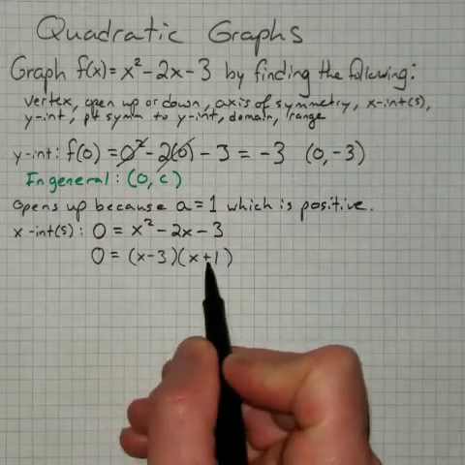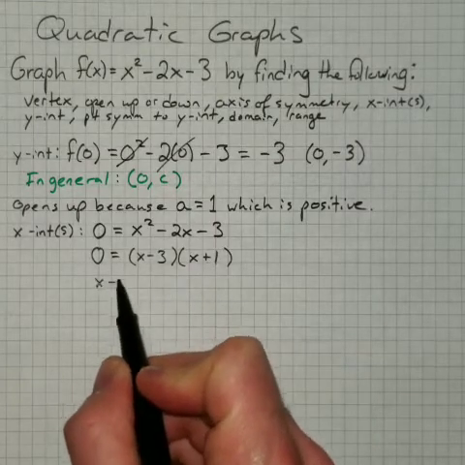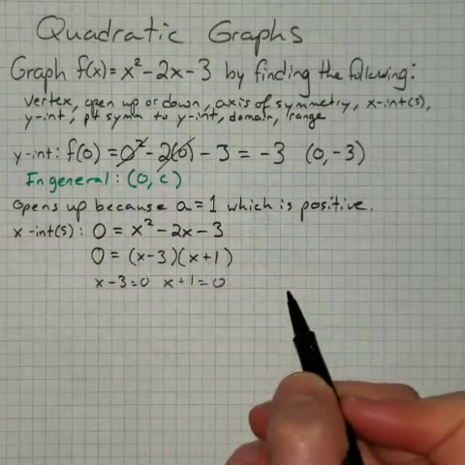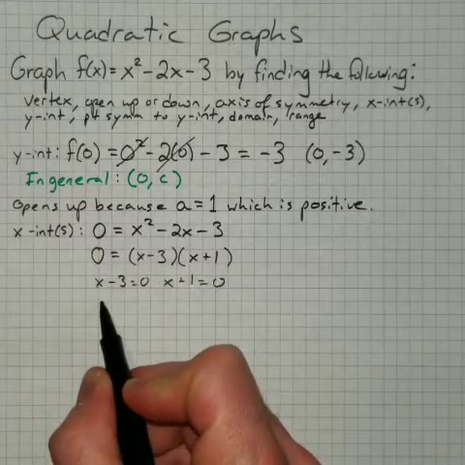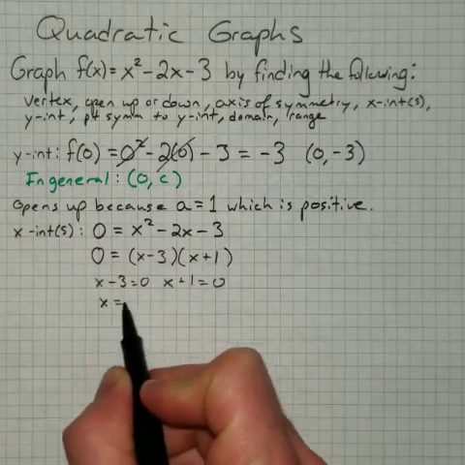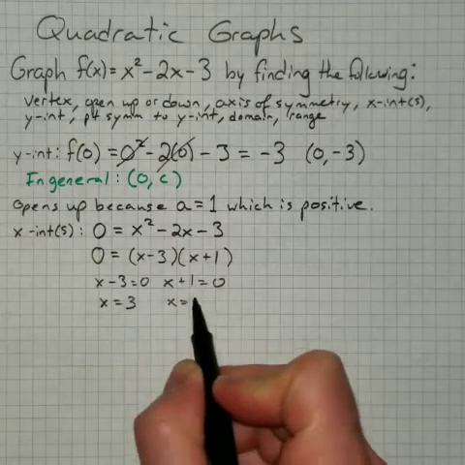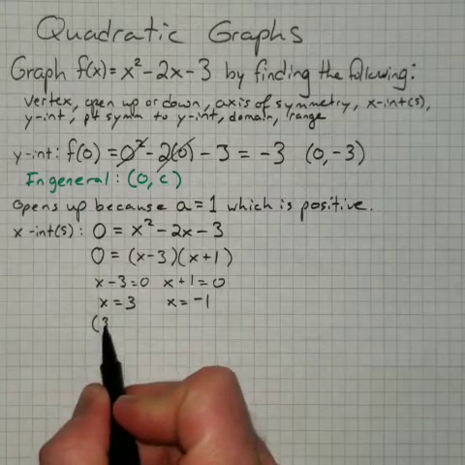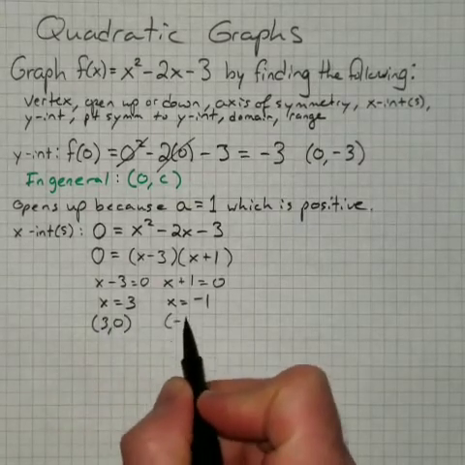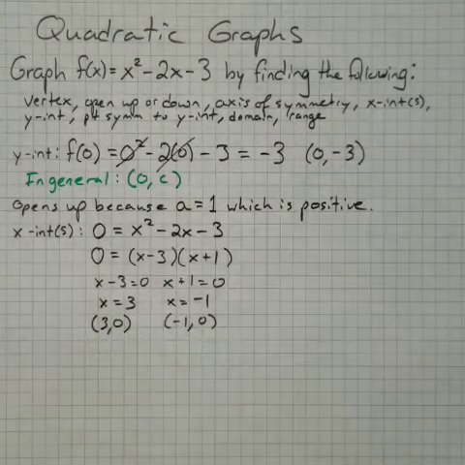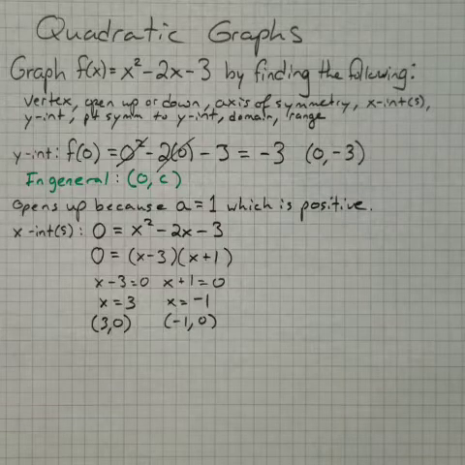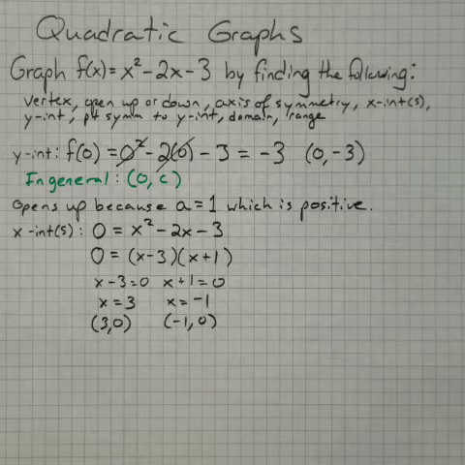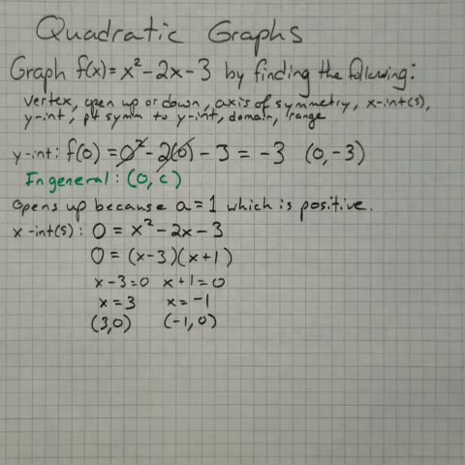Of course, I take each of those factors, set them individually equal to 0, and my 2 x-intercepts are going to become 3 and -1. So we have (3, 0) and (-1, 0). Those are 2 more points on the graph. So we now know that this has 2 x-intercepts rather than 1 or none.